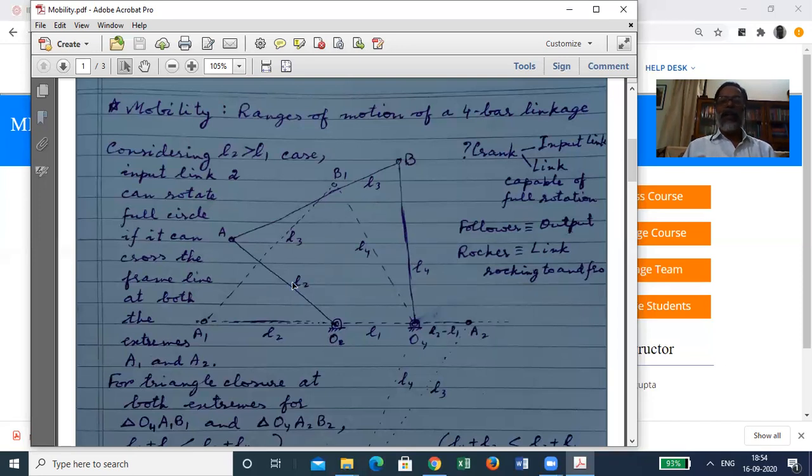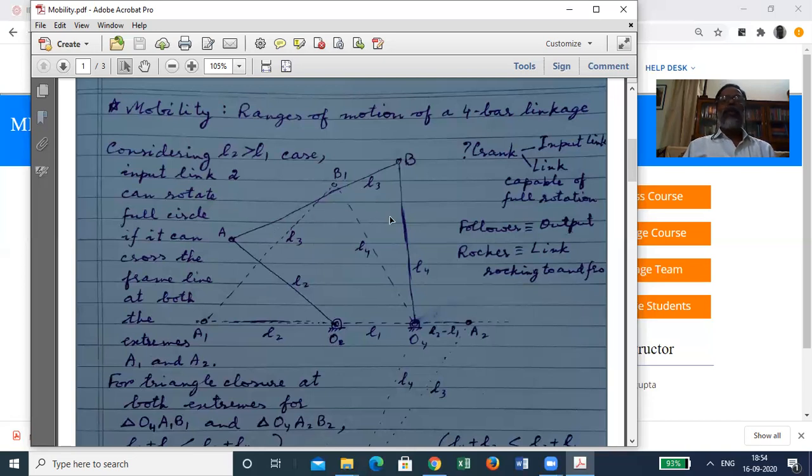That is, this is a link which can rotate relative to the frame. This is also a link which can rotate relative to the frame. And this is the input. This is driven, and this follows. So that is why this is called the follower. And this is called the coupler, which couples the input link, the driver link, and the follower, that is the driven link. Okay, so this couples them, so that is why this is called the coupler.